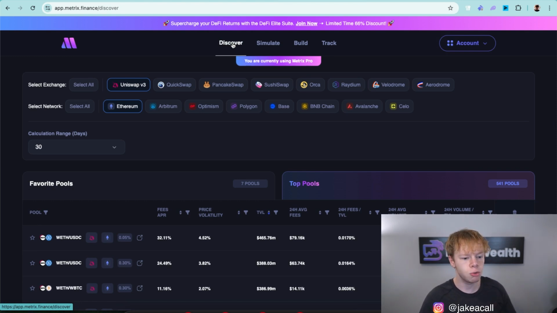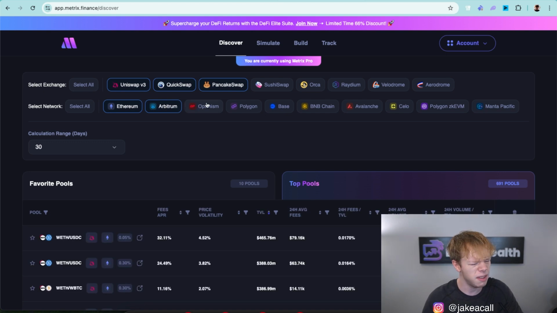Under the Discover page, we will be greeted with a list of different liquidity pools, and we can select the network and the exchange that we want to be on. Personally, I like to select Uniswap, QuickSwap, and PancakeSwap when it comes to looking for AAVE liquidity pools. The reason why is because I know that AAVE is prominent on networks that these exchanges support. So for example, AAVE is on the Ethereum network, obviously. It's also on the Arbitrum network. I believe it's on the Optimism network and the Polygon network. And we're going to factor out Base and some of the other chains for now.